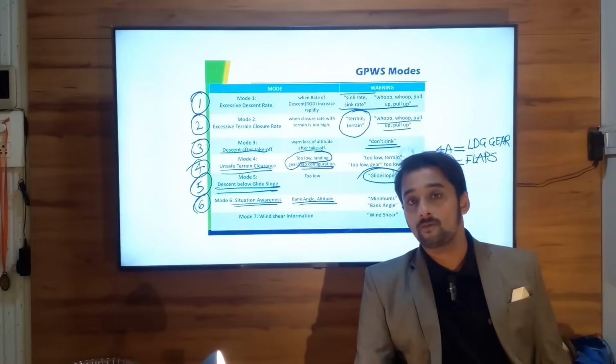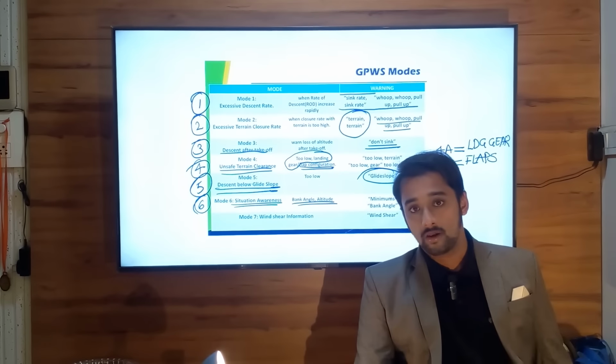And when you come in for approach, ILS approach, or any kind of non-precision approach, and you have achieved your decision altitude or decision height or minimum descent altitude or minimum descent height, there will be a call: "minimums."